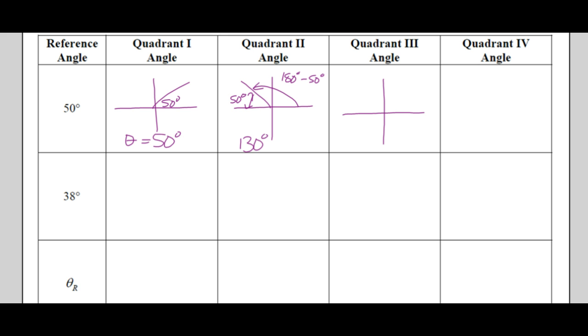What's your quadrant 3 angle? Okay, so it's 180 degrees plus 50 degrees, which is 230 degrees. And what's your quadrant 4 angle? Yeah, so theta is equal to 310 degrees. This is 360 degrees minus 50 degrees. Okay, do the next one. You should be able to do the next one, right? Do the next line.